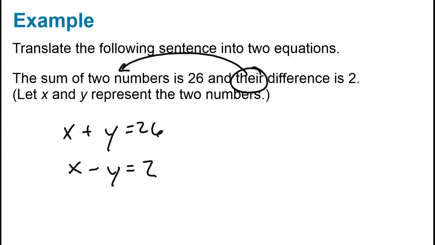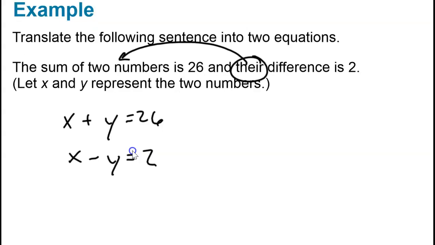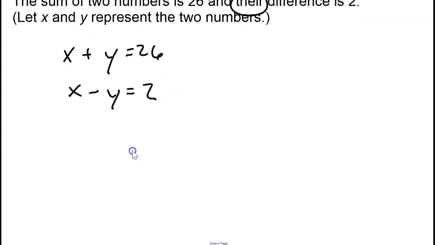x plus y equals 26. x minus y is 2. And then you can just go ahead and solve for that. Let's find out what x is. Let's use the elimination method, actually, because it's easy enough. We have y that will eliminate like that. And so we'll have 2x equals 28. So x will equal 14.